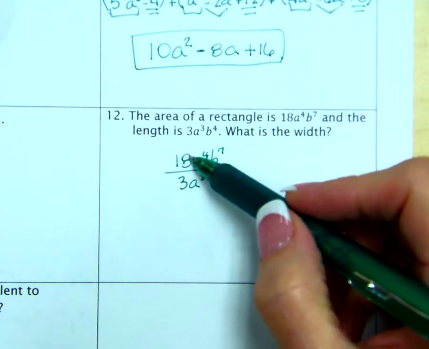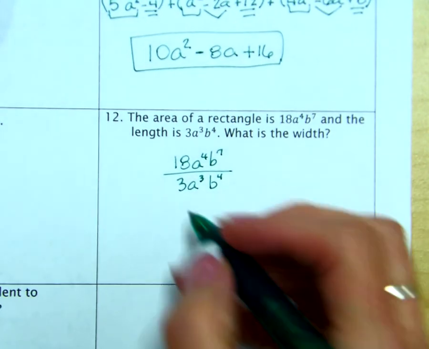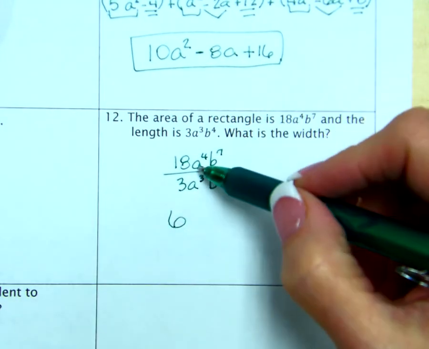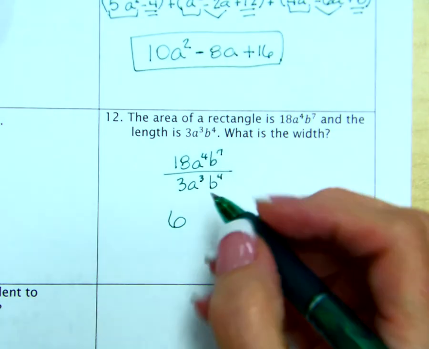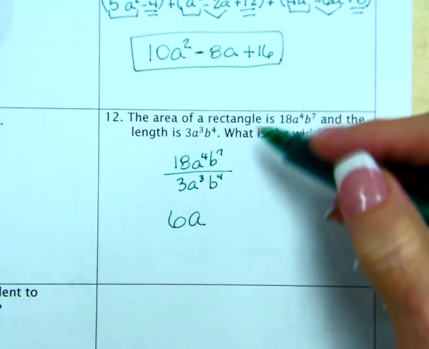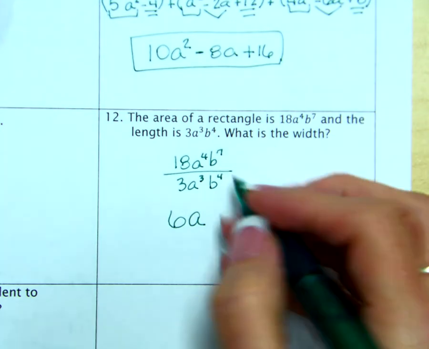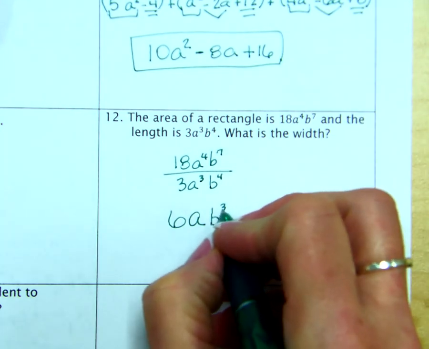quotient rules. So 18 divided by 3 is 6. Because we're dividing like bases, we're going to subtract their exponents. 4 minus 3 is 1, so we just have 1a. And then 7 minus 4 is 3, so we have b to the third power.